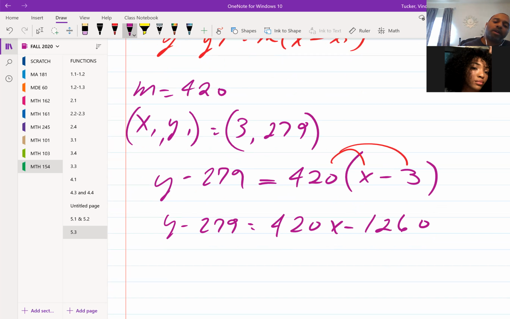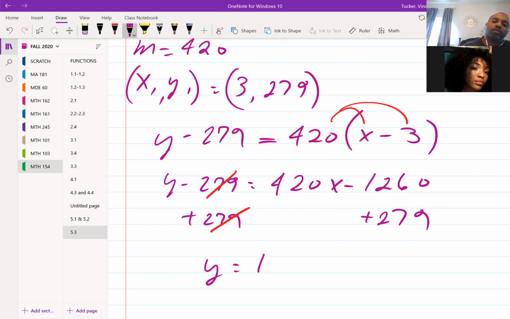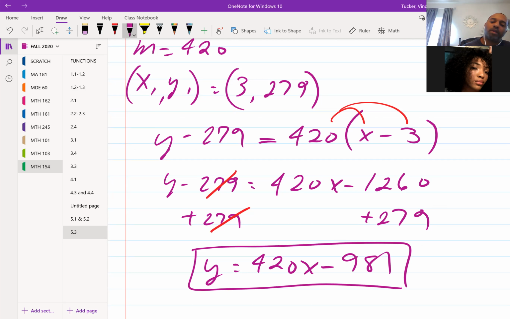And then we want to add 279 to both sides to solve for y. That would be 981. So that is the equation, y equal to 420x minus 981.